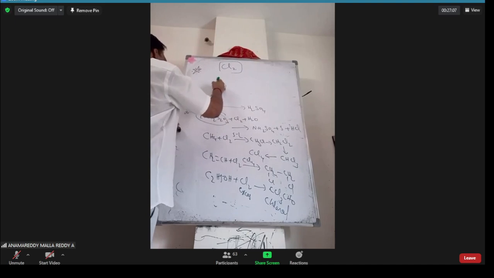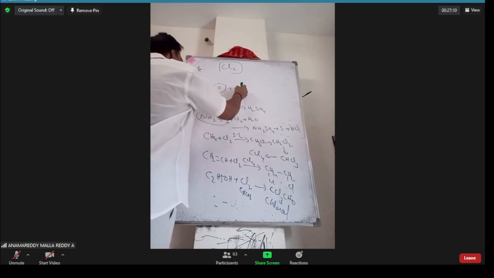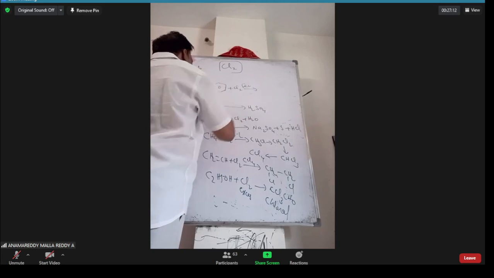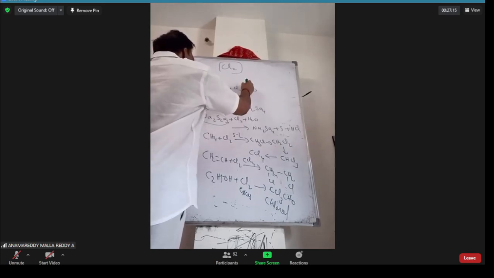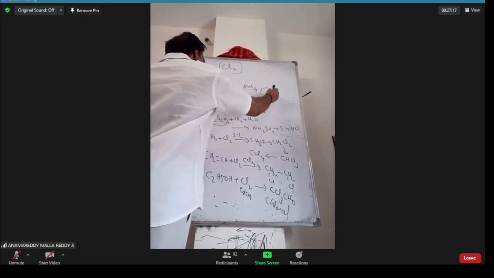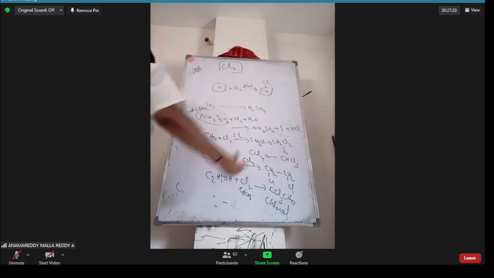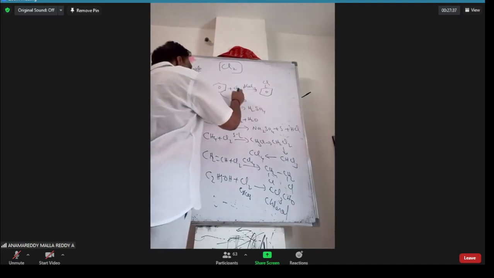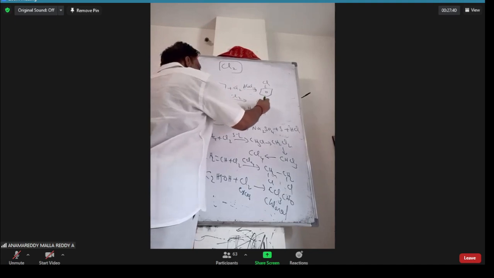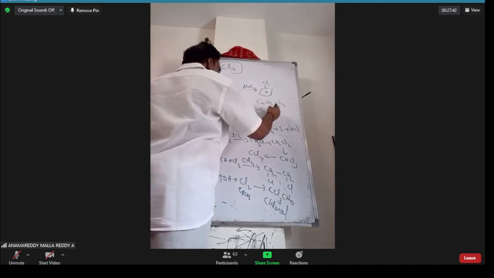Benzene reacts with chlorine in the presence of FeCl3 or AlCl3 to give chlorobenzene. So many. Same benzene with chlorine in the presence of sunlight gives C6H6Cl6, gamma-hexane.